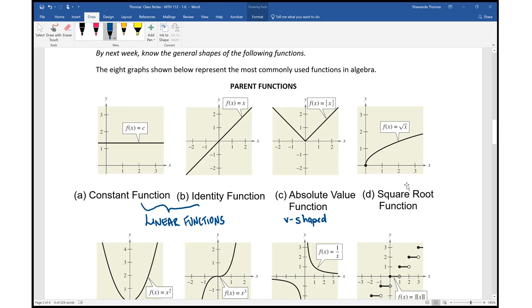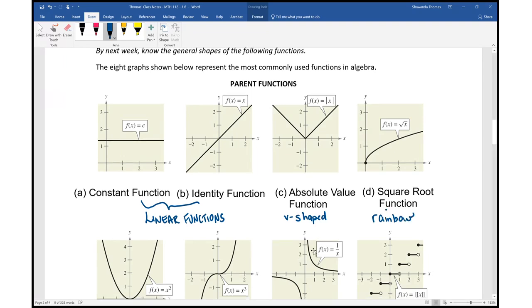The next parent function I would like you to memorize the shape of is the square root function. What would you say this looks like in your opinion? So this is the square root of x. In a few minutes, I'm going to show you how these graphs get their shapes, okay? But for now, I just want you to memorize the shape. So give me a description of this square root function. In the past, some of my students have said rainbow. So I'm going to put that down for you, just in case you said rainbow.